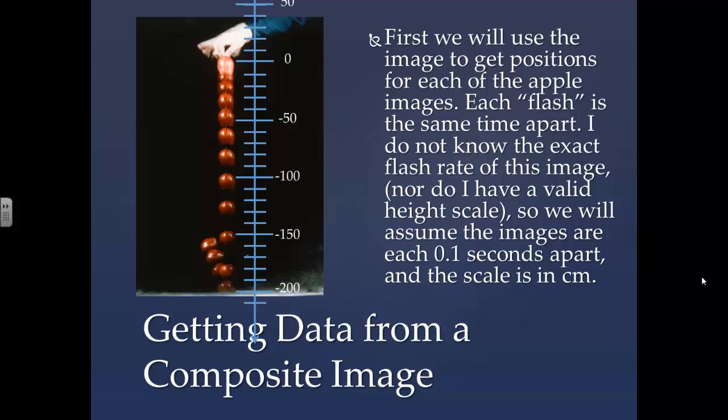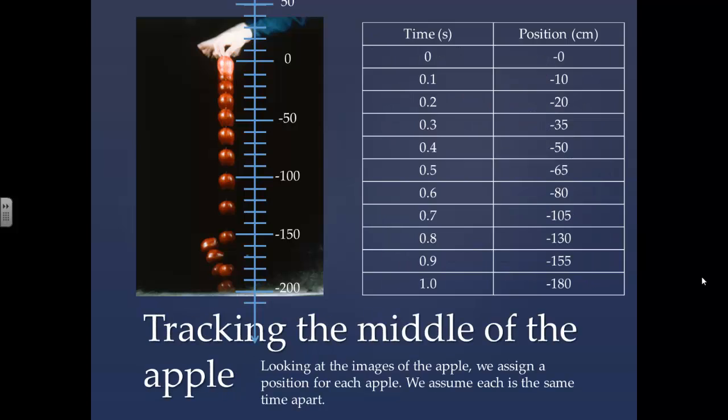First, we'll use the image to get positions for each of the apple images. Each flash is the same time apart. I do not know the exact flash rate of this image, nor do I have a valid height scale, so we will assume the images are each 0.1 seconds apart and the scale is in centimeters. Looking at the images of the apple, we assign a position for each apple.